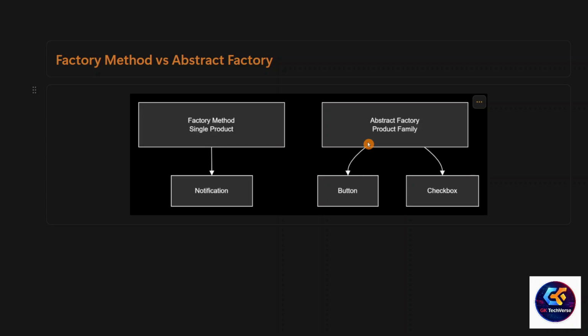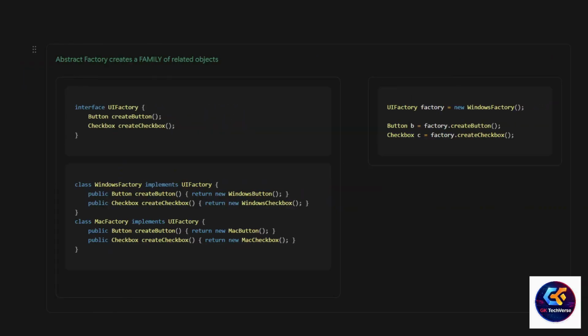So you have to design like this. We have created an interface and we decide two contracts, which are create button and create checkbox. And we have created Windows factory and Mac factory. These both implement the UI factory. You see here the client. Now client does this. Everything stays consistent. Entire family changes together. So the abstract factory creates a family of related objects.